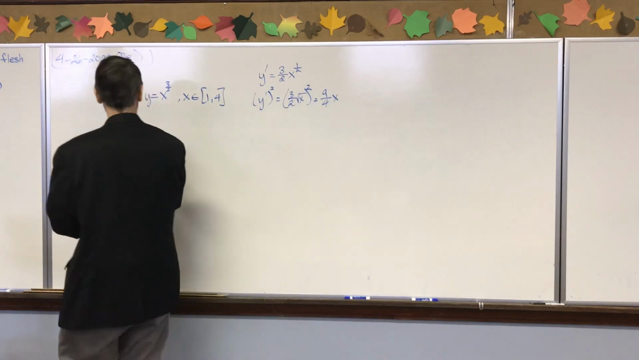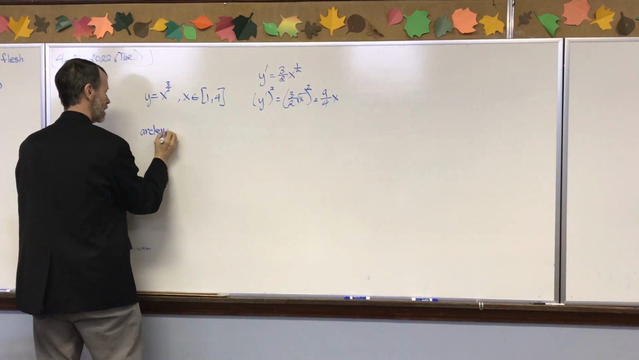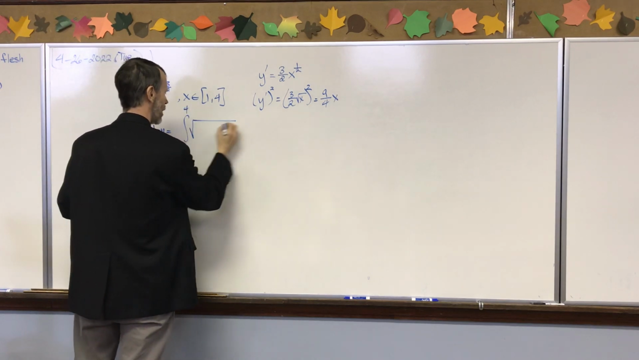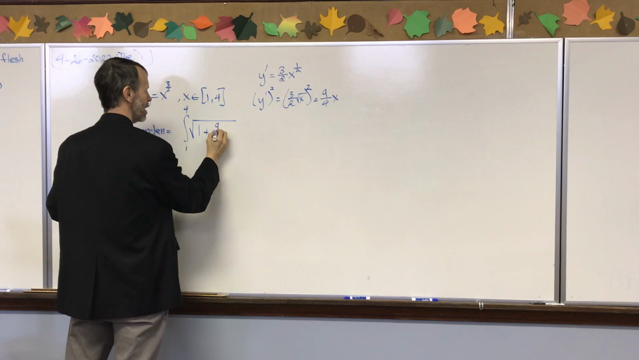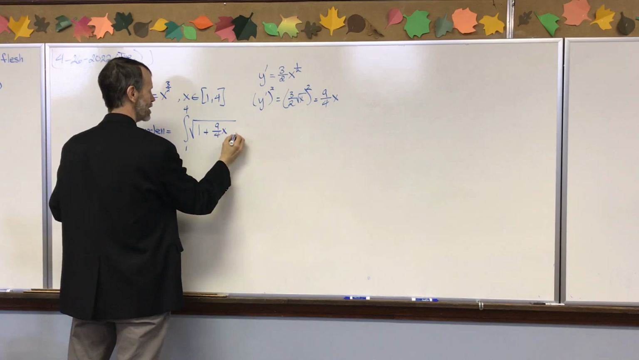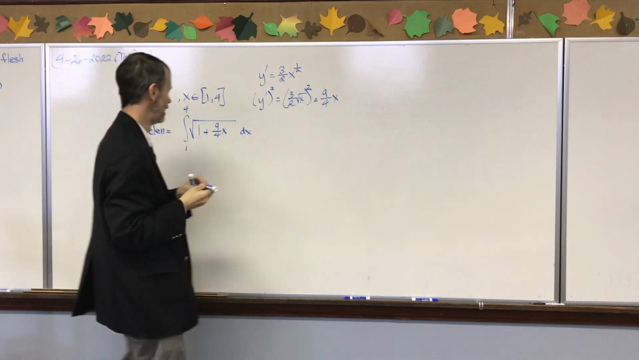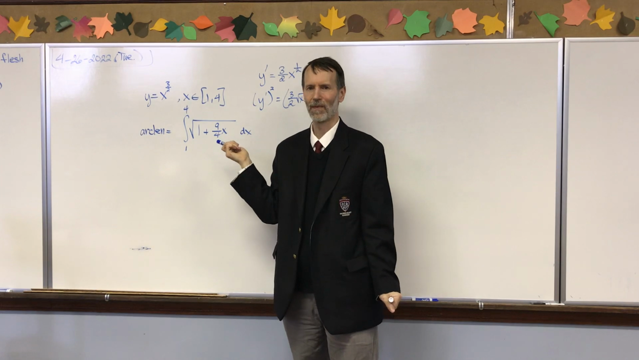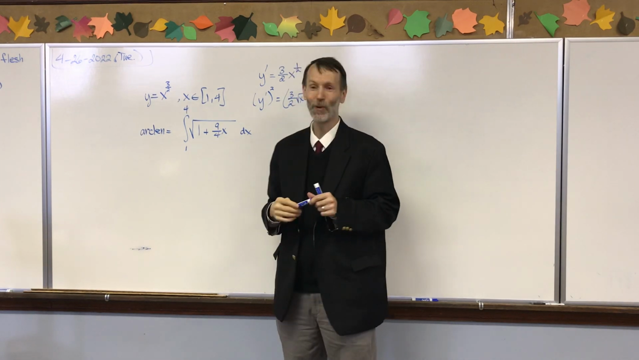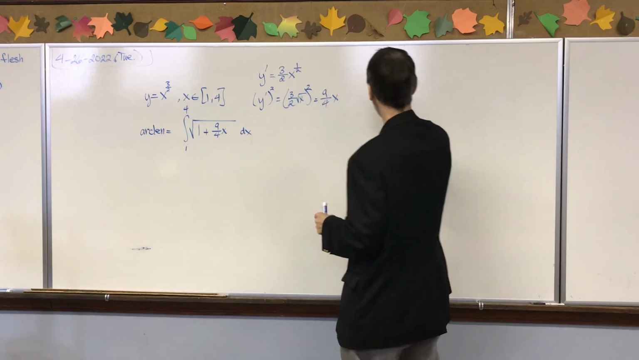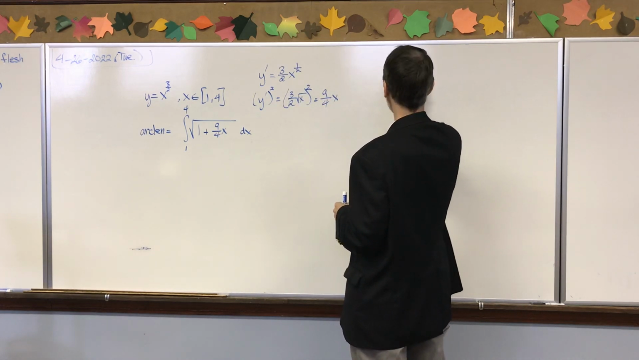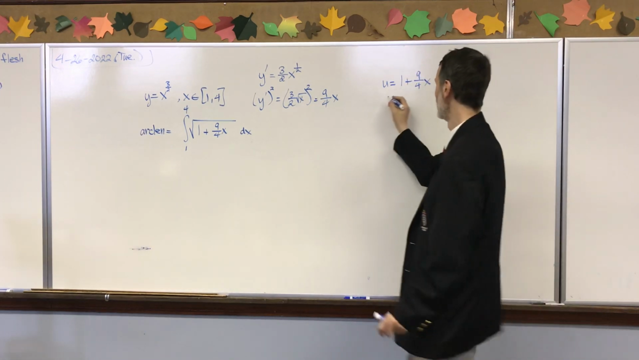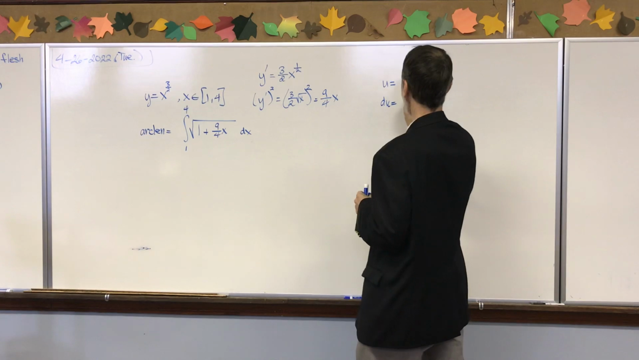So here's the arc length. It's the integral from 1 to 4 of radical 1 plus 9/4 x dx. Now, how do you do an integral of this thing? Believe it or not, we've done a problem like this before. U equals 1 plus 9/4 x. This is a substitution problem. Then du is equal to 9/4 dx.